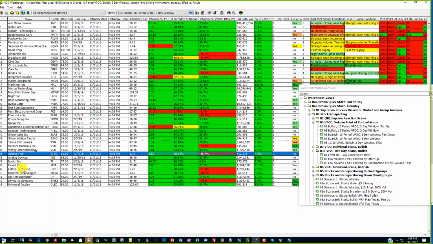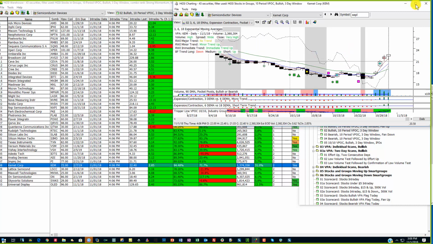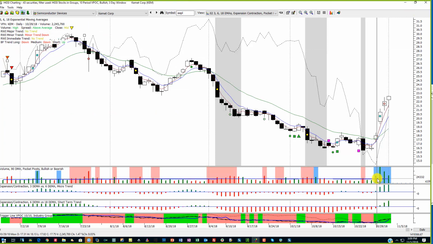So let's look at Chemet, for example. Make this larger, and you can see that this one, the volume point of control, when the volume started coming into this stock, it fired on this day. Same day, the 3 went above the 6, so it went into a micro trend, and it has just kept going. I believe this was based upon earnings. Okay.